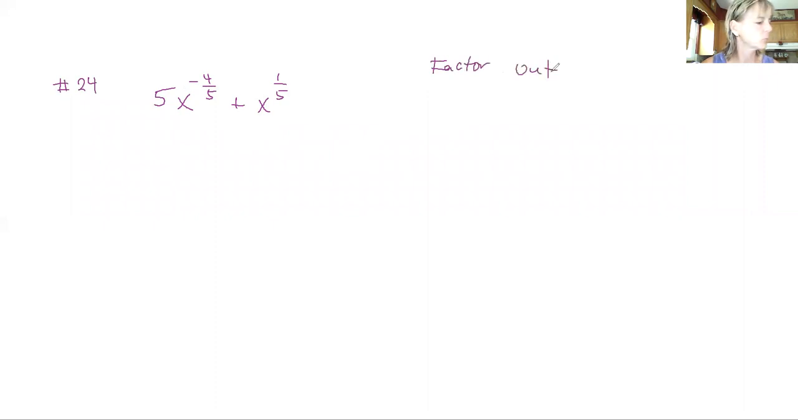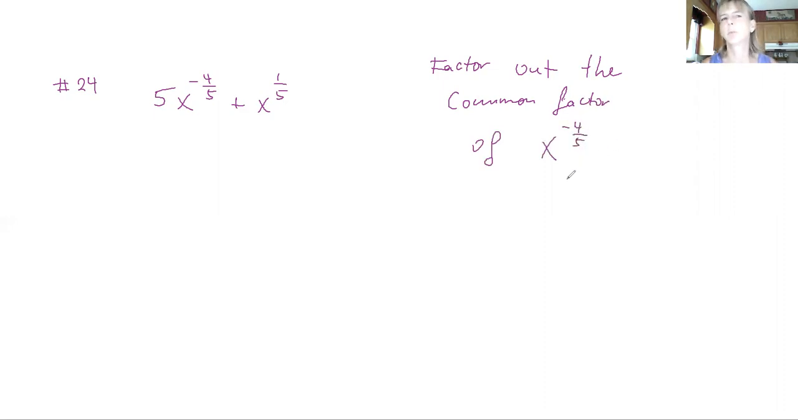out the common factor of x to the negative 4/5. So this is a little bit weird. So I'm going to go back to the more basic stuff that you did in chapter 6, I think, the factoring. So let's say we have x to the 5th plus 3x squared.